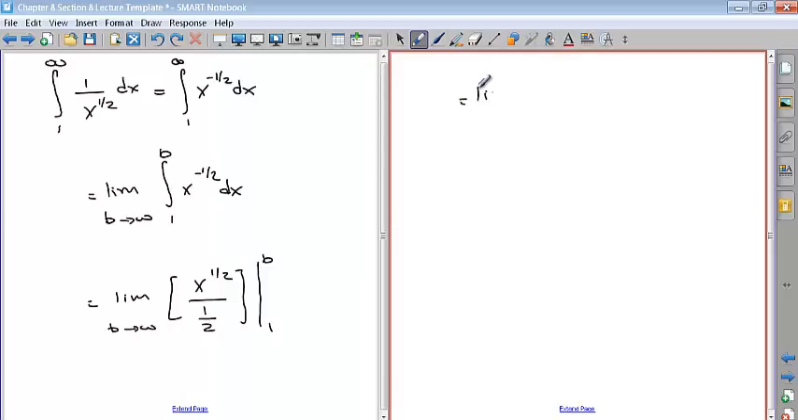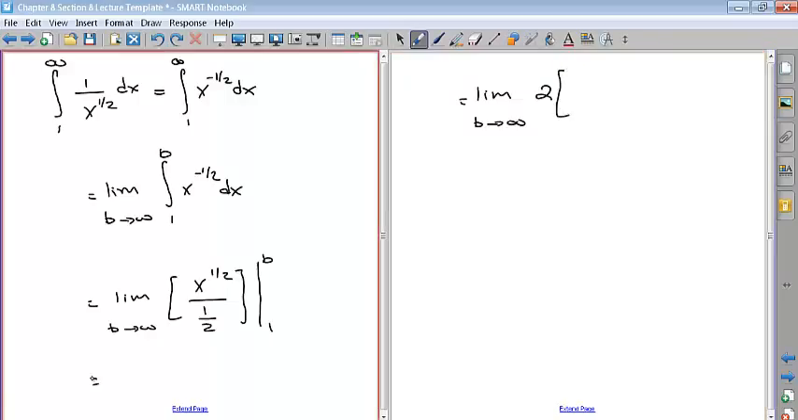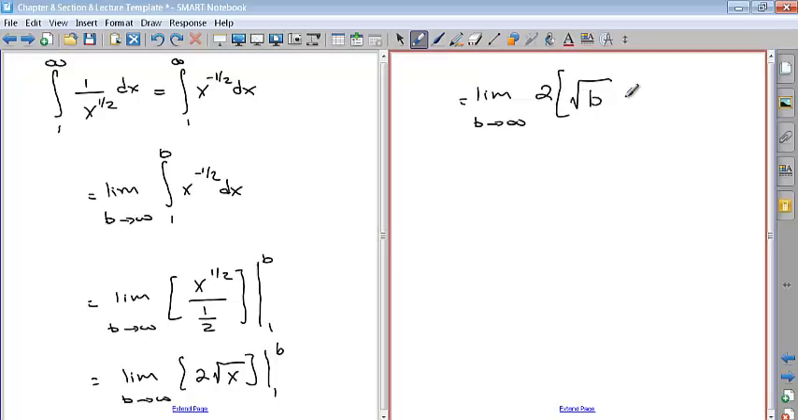Okay, so then we plug them in to the equation. Notice this divide by 1/2 is like multiplying by 2, so I'm just going to do that. And let's put an intermediate step here, so I'm not just leaving stuff out. So what you'll get is 2 times the square root of x, evaluated between 1 and b. So the 2 comes out, and so I have the square root of b minus the square root of 1.